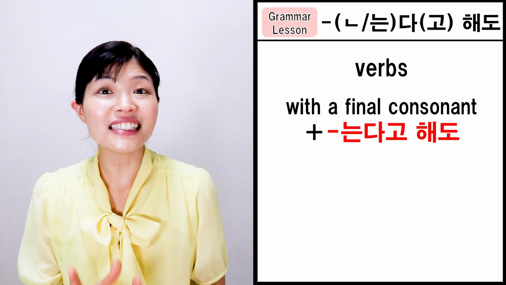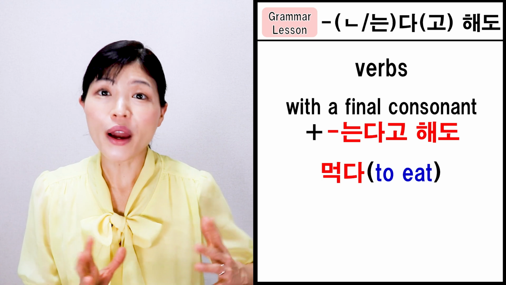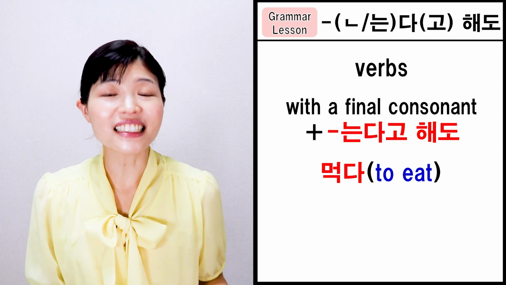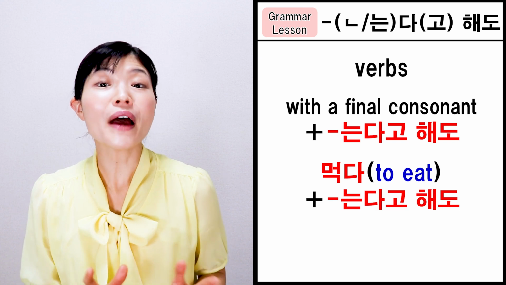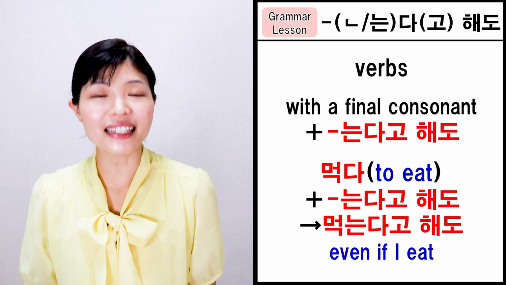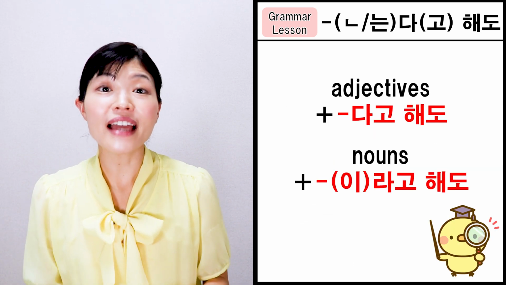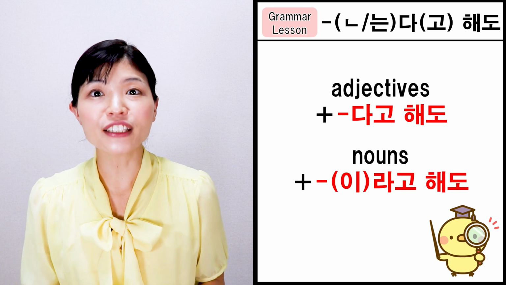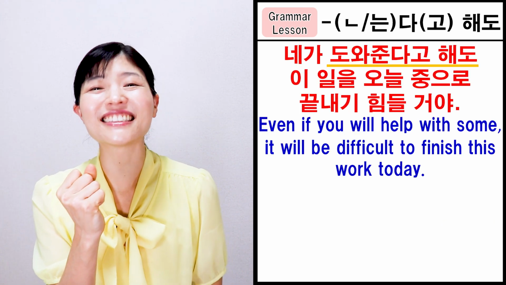You attach 는다고 해도 if a stem has a final consonant. For example, 먹다, to eat, has a final consonant. So you attach 는다고 해도 to make 먹는다고 해도, even if I eat. For adjectives, you attach 다고 해도, and for nouns, you attach 이라고 해도. Then let's read a sample sentence.